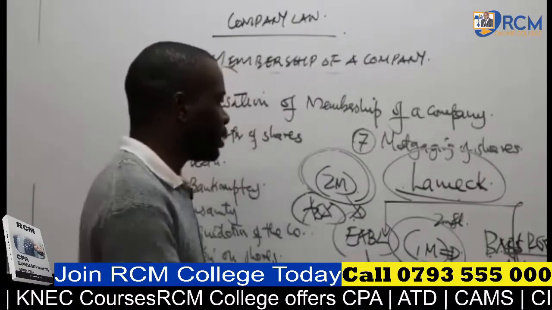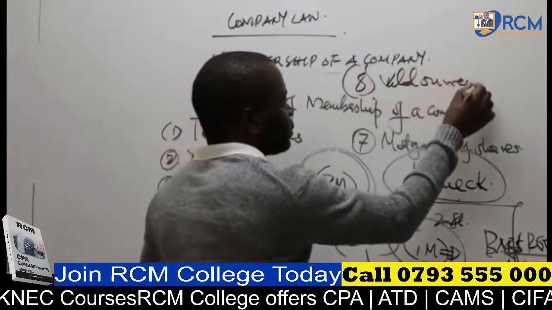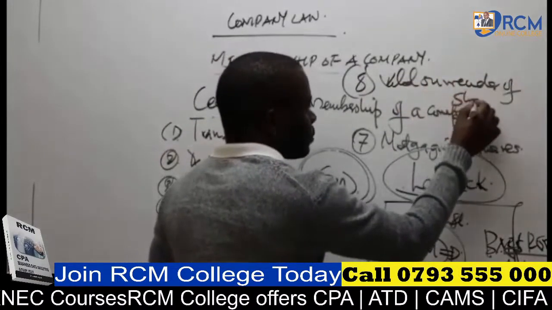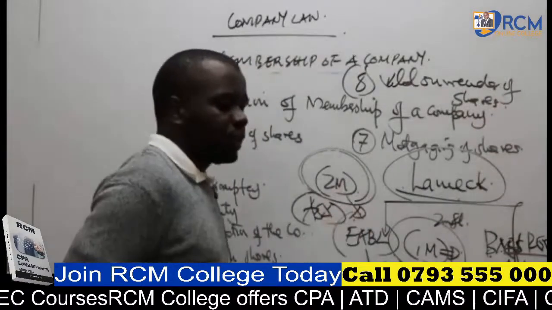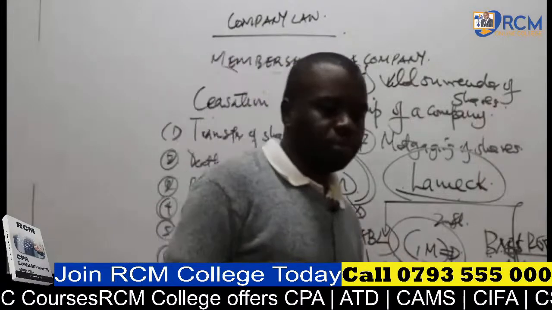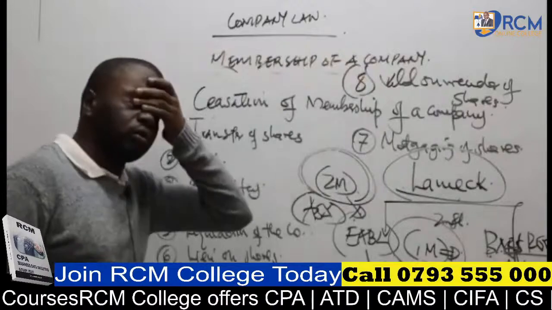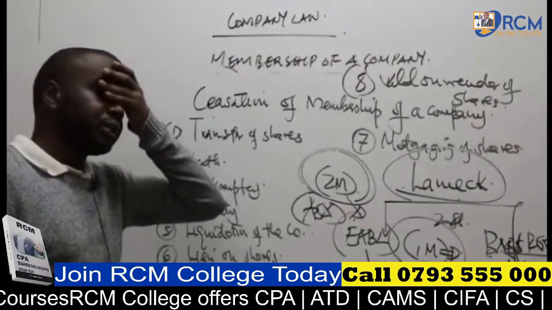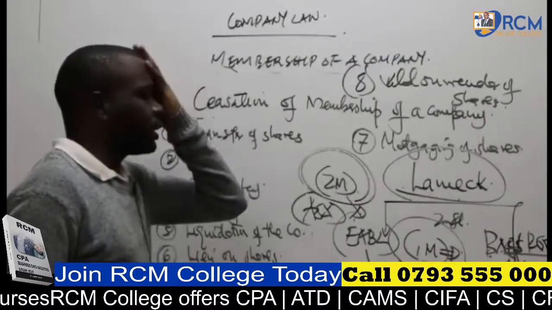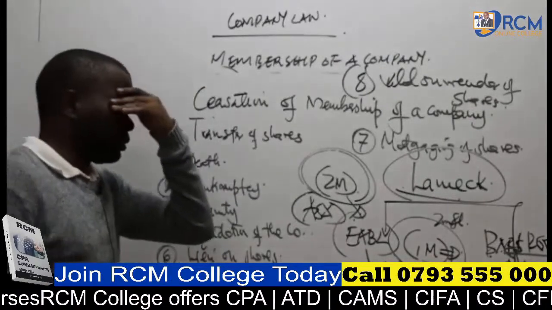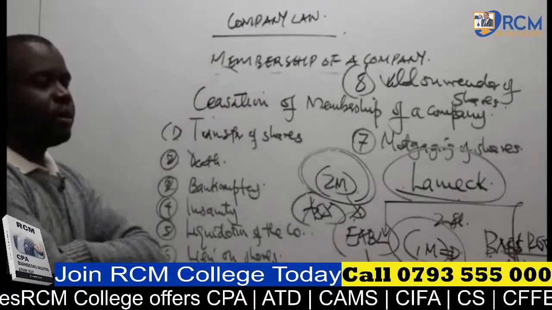So you can add another one, number 8, valid surrender of shares. When you validly surrender your shares, you will also lose membership of the company. Ukisare shares zako kwa kampuni, so maybe you just leave them, so you don't claim for them. So you will lose membership of the company. So those are the ways a person can cease to be a member of the company.